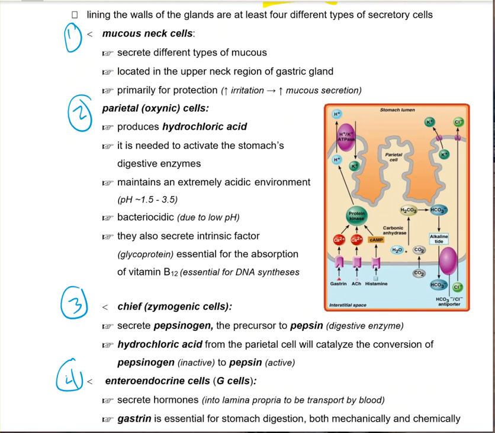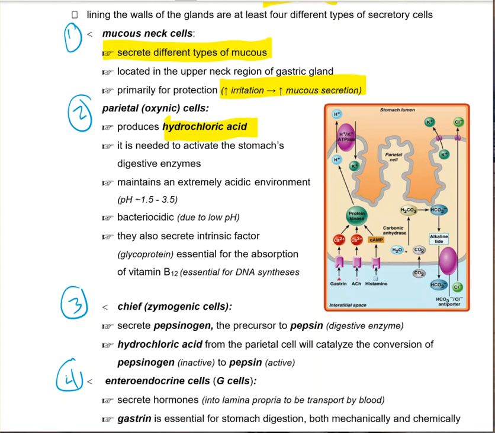So the neck cells, they secrete different types of mucus. Remember, we want to have a lot of mucus here. That was one of our protective things. These are up near the neck region of the gastric gland, all right? And they're primarily for protection. So if there's irritation in that area, whether that be acid or food, we get more mucus secreted. It's very protective. It's like a positive feedback loop. Then we have the parietal cells. They produce the hydrochloric acid.